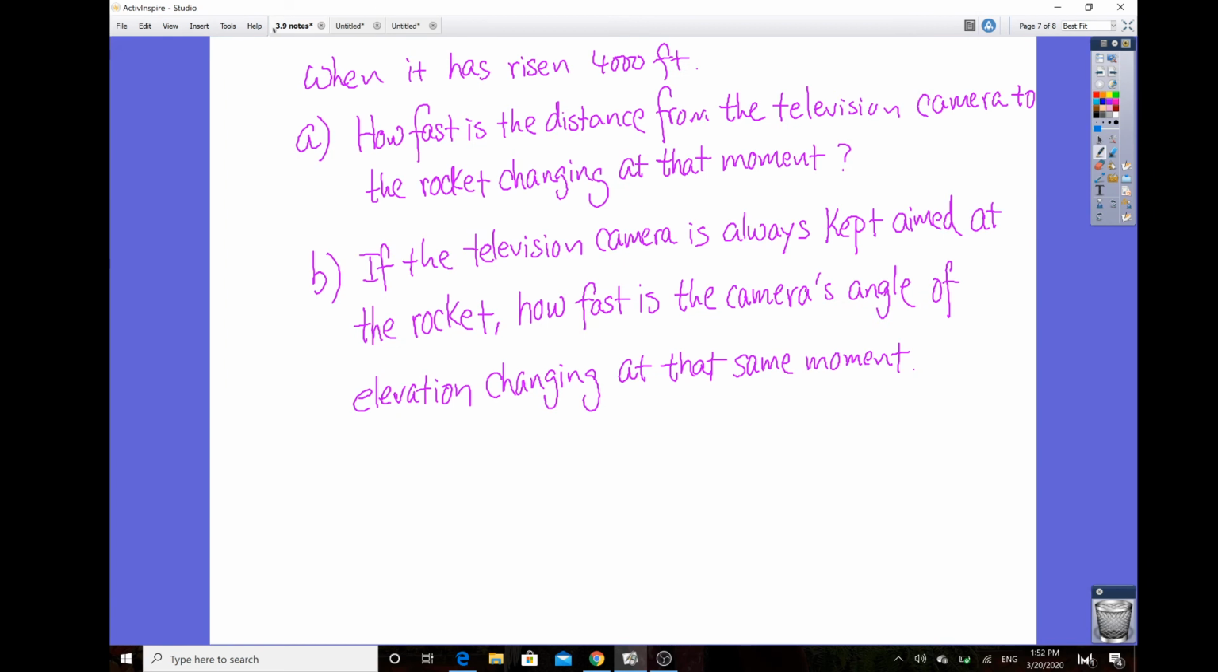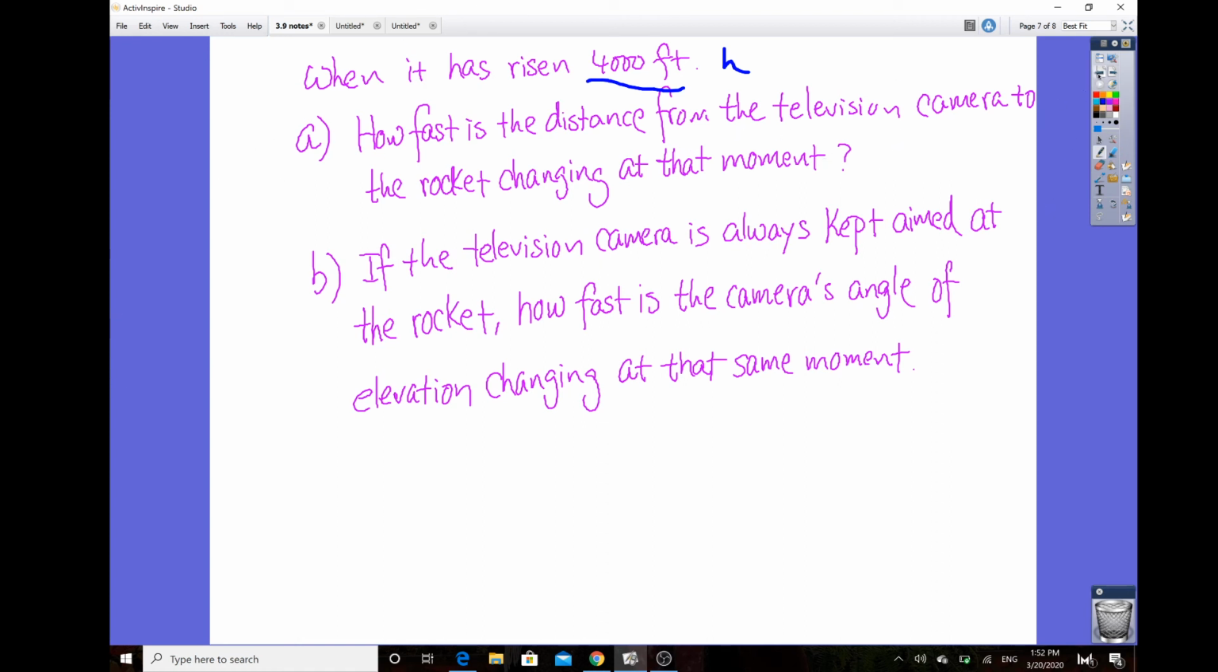So 700 feet per second when it has risen 4,000 feet. Okay, 4,000 feet, then that would be the height. And how fast is the distance from the television camera to the rocket changing at that moment? Okay, so first part of the question here.